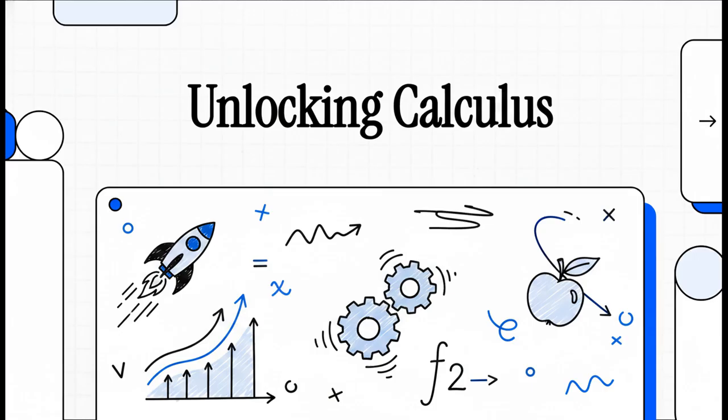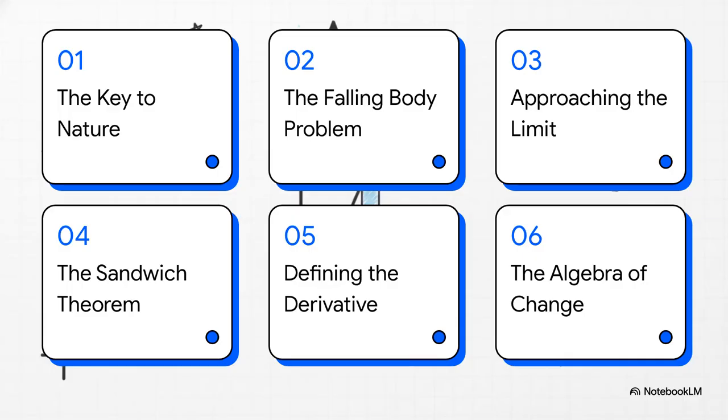Today, we're going to decode the beautiful dynamic language of calculus, relying directly on our source text to guide us through this chapter. Here's a quick look at our roadmap. We'll start with the key to nature, dive into the falling body problem, approach the limit, explore the sandwich theorem, define the derivative, and finally, wrap things up with the algebra of change.